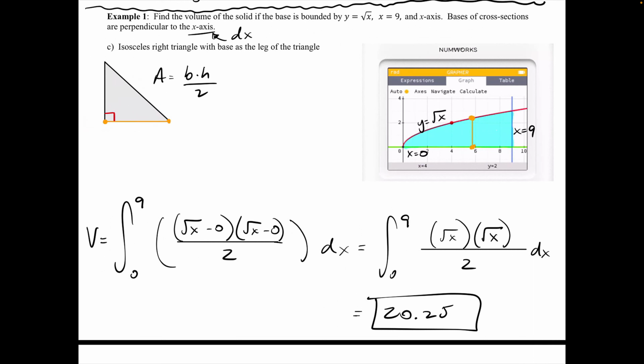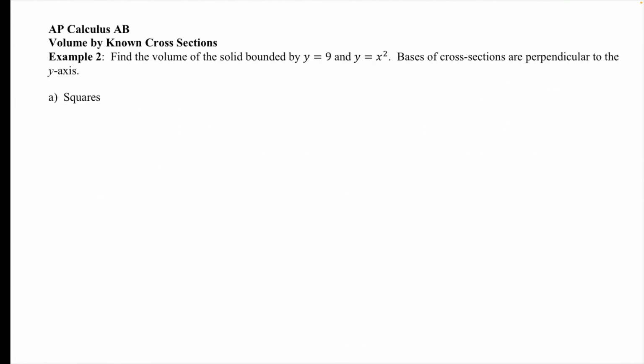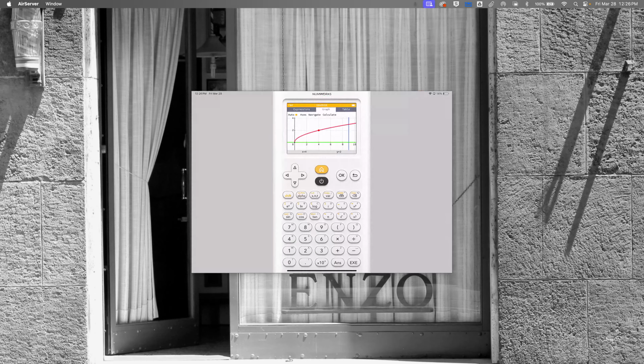Okay, so we've done 3 different shapes. We didn't do rectangles, we did squares, we did half circles, and we did right triangles, okay? All right, so now we're gonna change it up a little bit. Well, obviously it's a different graph, right? So the first thing is draw your graph. Draw a picture, y equals 9 and y equals x squared. And then it's gonna be perpendicular to the y-axis, and we go back to a square. So draw a quick picture using a calculator or whatever your preferred method is to get yourself a picture.